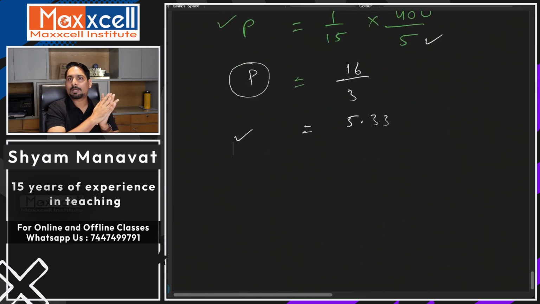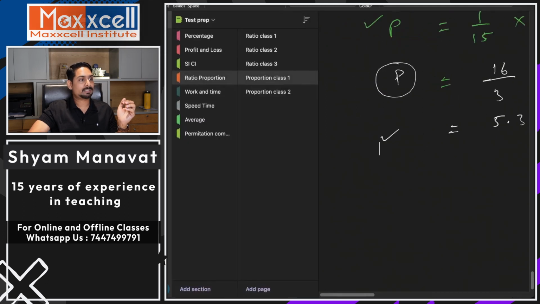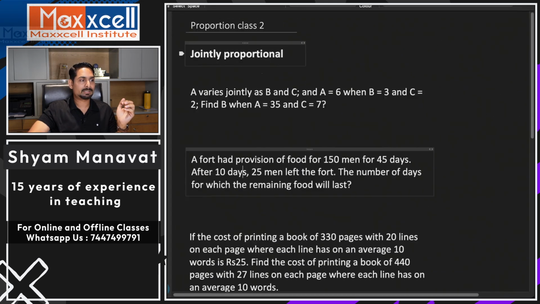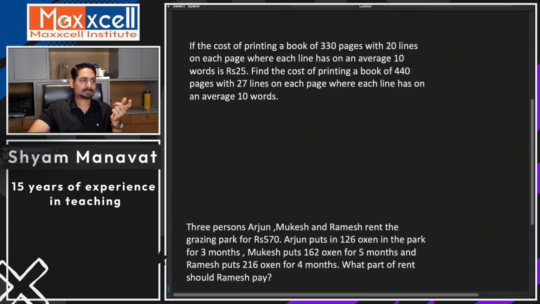So I hope you liked today's lecture. Inversely proportional, directly proportional, chain rule. If you have multiple relations given, then how to make use of the proportional sign, replace it with a proportional constant. So I will see you in the next lecture, a very interesting lecture. In proportion, we are going to learn about jointly proportional. Very interesting questions.